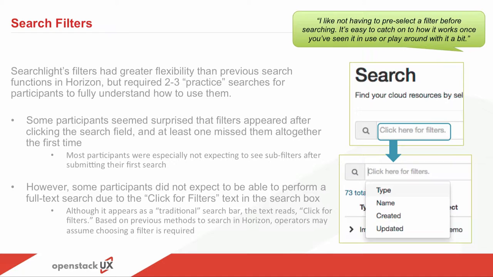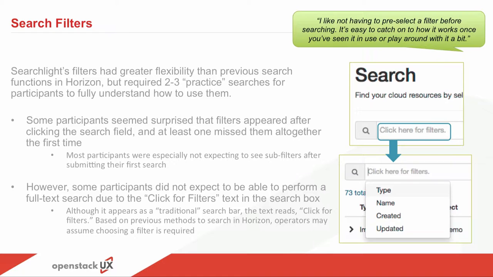For one example, there was a couple of people that seemed very surprised that the filters just popped up right when they clicked on what looks to be a regular search field. And in fact, we observed one person that didn't even see the filters the first time they used them. So another thing that was also kind of a surprise was that they didn't just have one set of filters, but a second set of sub-filters appeared after filtering for an initial category.